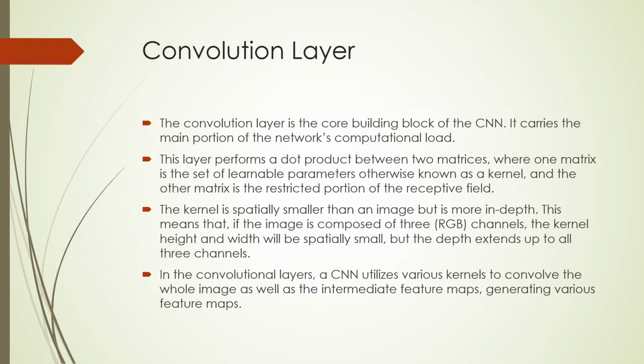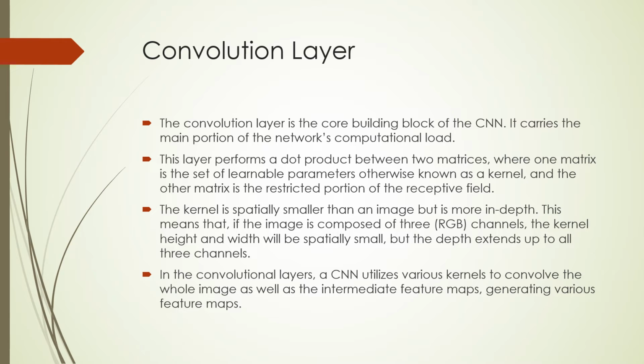So the convolution layer is the core building block of the CNN. It carries the main portion of the network's computational load. This layer performs a dot product between two matrices, where one matrix is the set of learnable parameters, otherwise known as the kernel, and the other matrix is the restricted portion of the receptive field. The kernel is spatially smaller than an image, but is more in depth. It means that if the image is composed of 3 channels, the kernel height and width will be spatially small, but the depth extends up to all 3 channels.